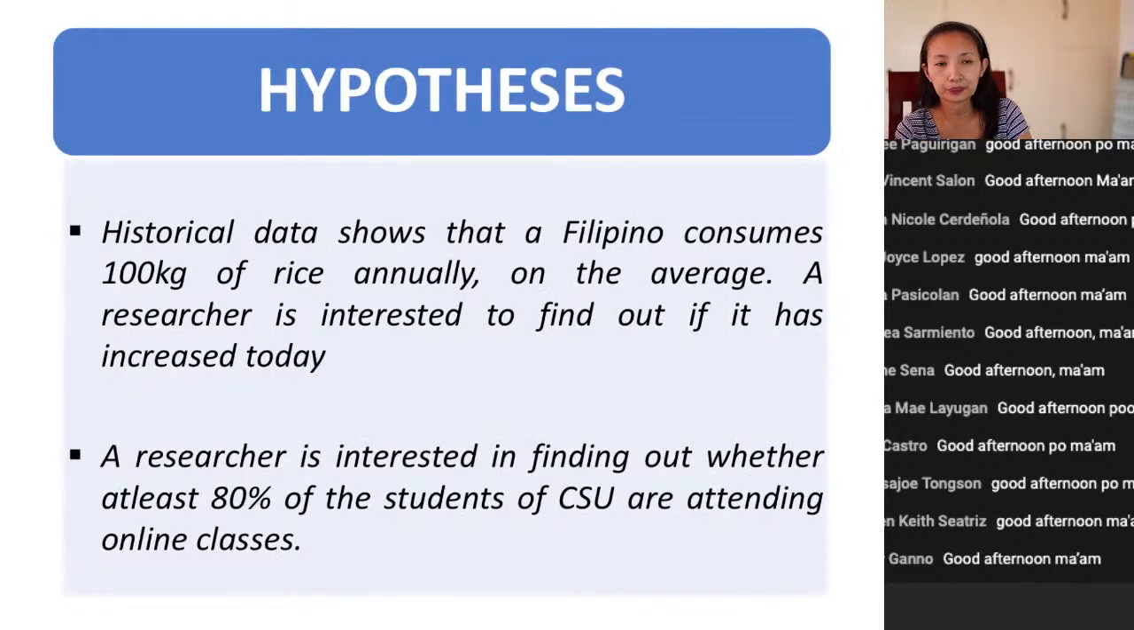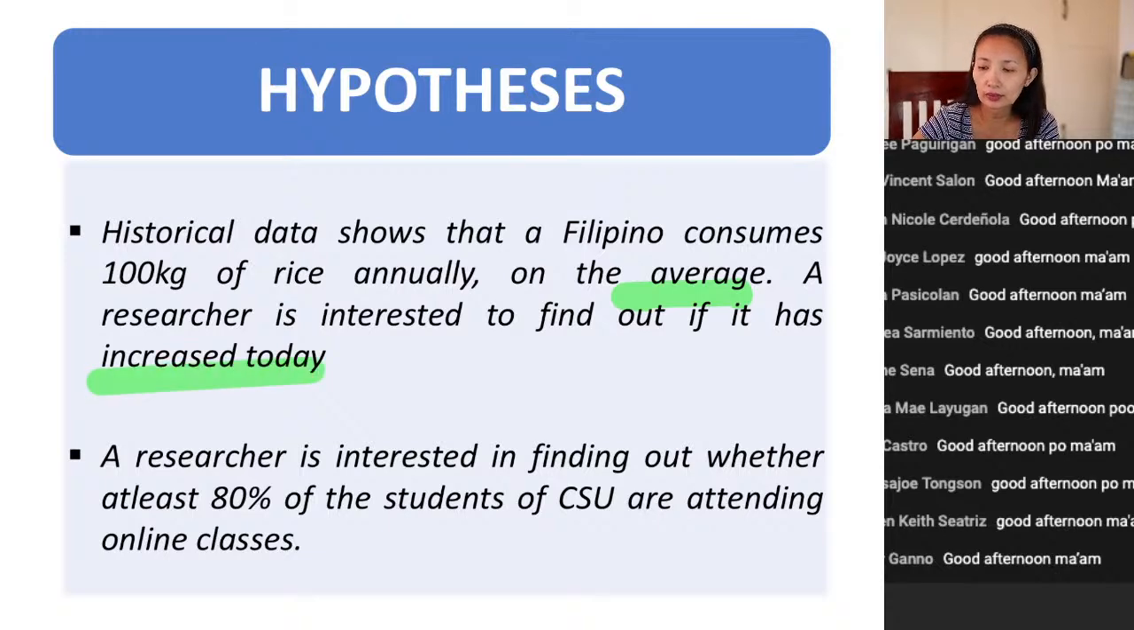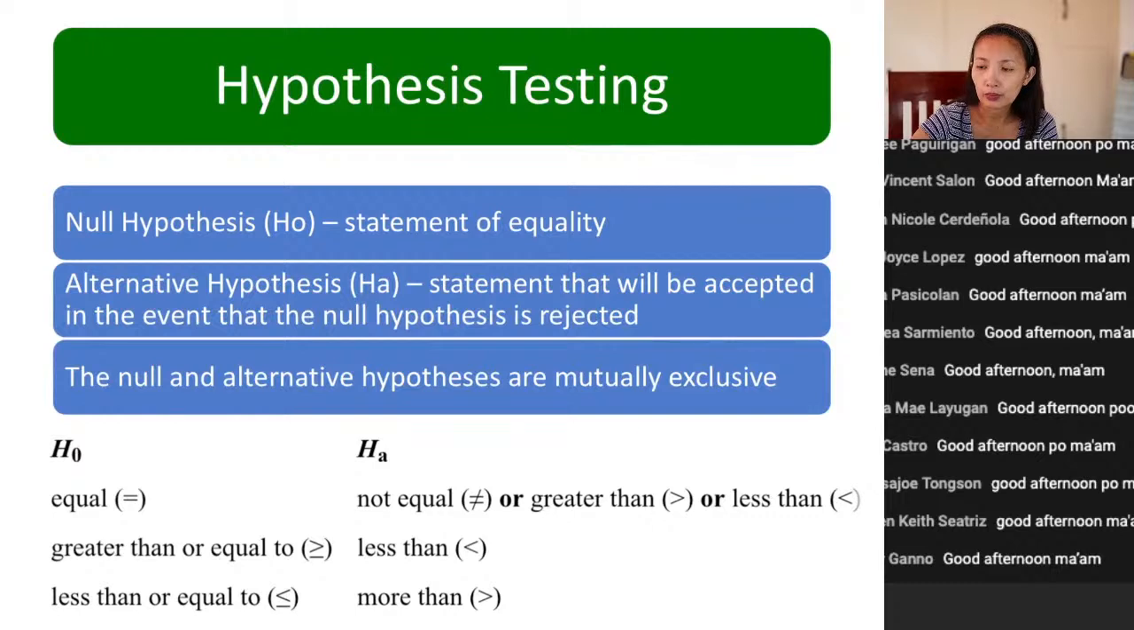Now, let's try formulating hypotheses. Number one: historical data shows that a Filipino consumes 100 kilograms of rice annually on the average. Here we have a keyword, average. A researcher is interested to find out if it has increased today. Take note, a while ago, we have the following: less than, greater than, equal to, less than or equal to.